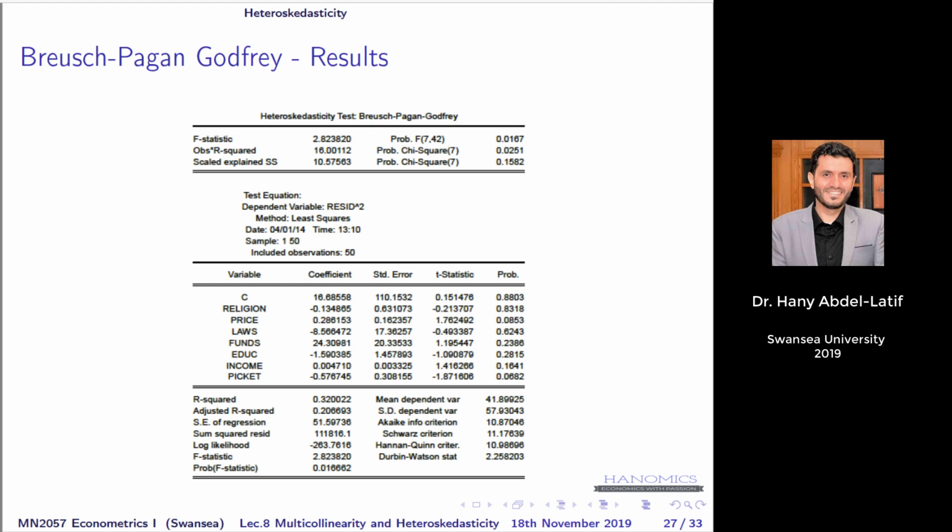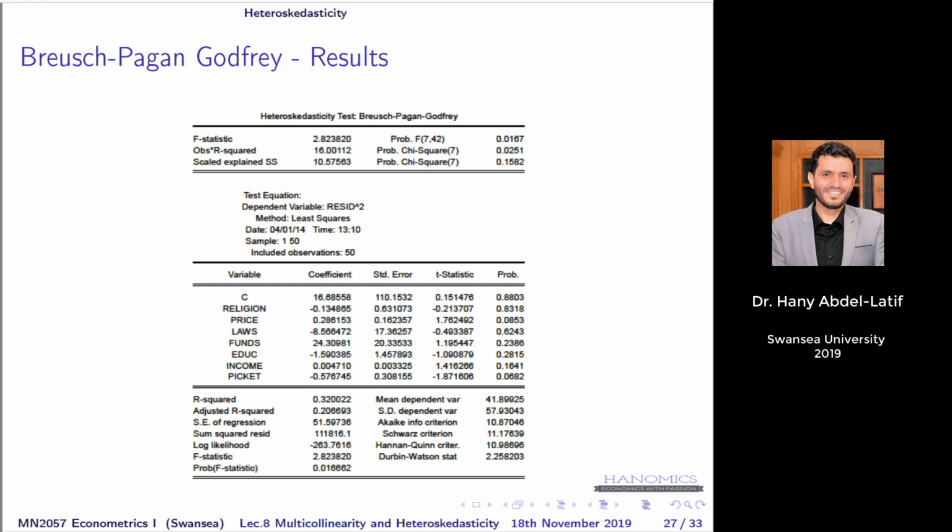And in this case, as I said, you don't really have to go to the table, but if you have to, then if the F statistic, the computed one, is greater than the critical one, then you reject the null hypothesis, which means you have heteroskedasticity.